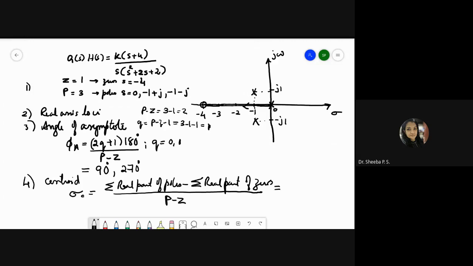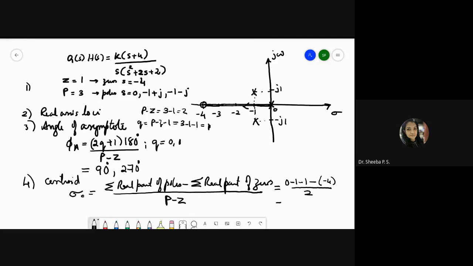What are the real parts of the poles here? There are three poles: 0, -1, and -1 again. So the sum of the real parts is 0, -1, -1, minus the real part of the zero, which is -4, divided by p - z, which is 2.